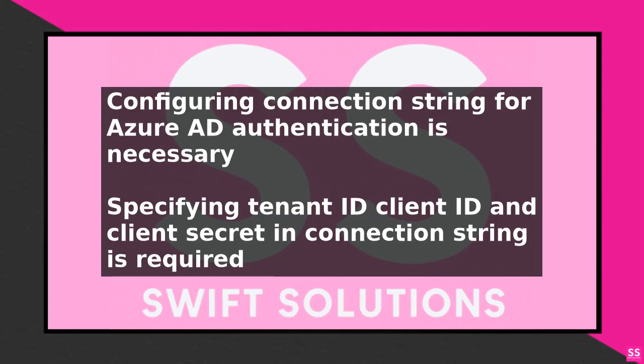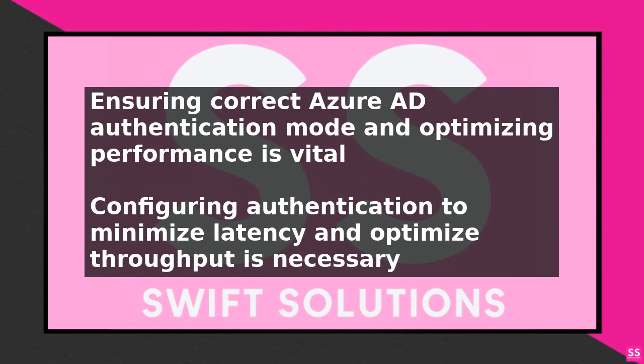To optimize performance, it is also essential to ensure that the Azure AD authentication is properly configured to minimize latency and optimize throughput. This can be achieved by configuring the Azure AD authentication to use the correct protocol and cipher suite. Additionally, it is essential to monitor the performance of your Azure SQL database and adjust the configuration as needed to ensure optimal performance.